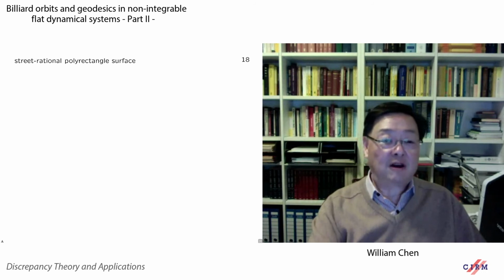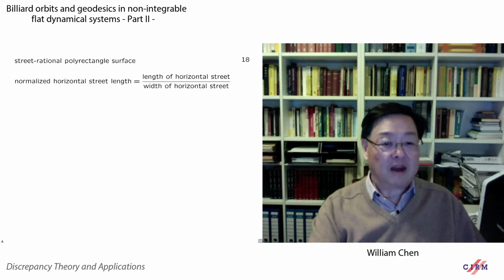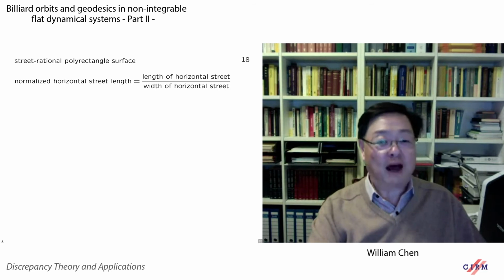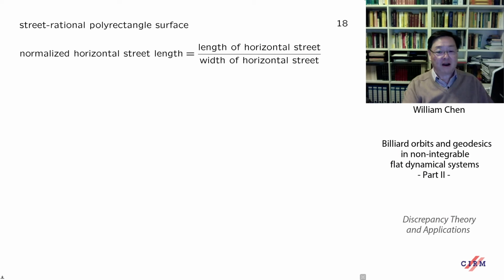Now we need to explain the term street rational. That simply means that the ratios are rational multiples of each other in some sense. The concept that we want to look at is that instead of thinking of the length of a particular street, in a polysquare surface, the length of a street is just the number of squares in that street. Here it is a little bit more subtle. We consider a concept which we call the normalized horizontal street length, which is actually the length of the street divided by the width.